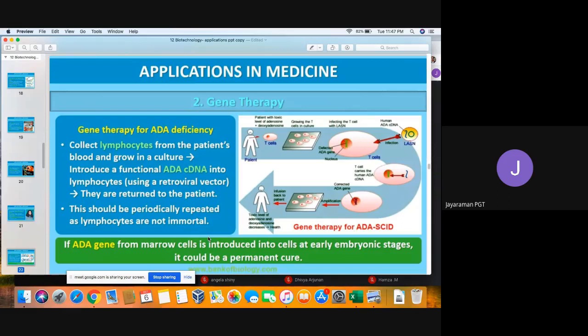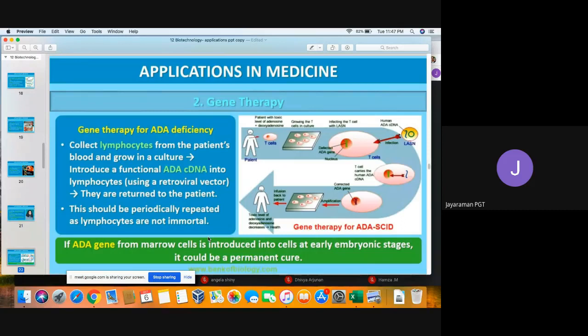So this is using rDNA technology. So removal and then cutting, pasting and inserting. So this is all rDNA technology. Using rDNA technologies, now the repairing is done. Then they are returned to the patient again. So this should be periodically repeated, as lymphocytes are not immortal. So you see, lymphocytes are not immortal.